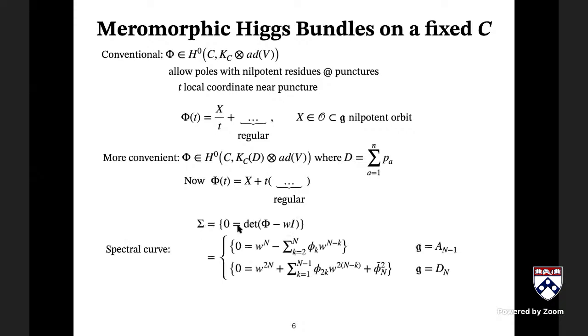So here's the spectral curve. It's the zeros of the characteristic polynomial. And for type A, it takes the following form. And for type D, the odd powers of w, the fiber coordinate, are absent. There are only even powers. And the 0th order term is actually a square of something called the Pfaffian.